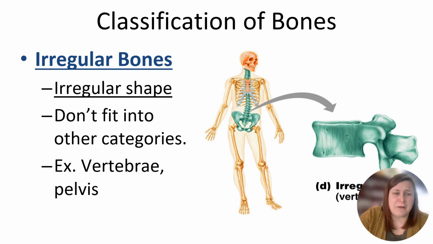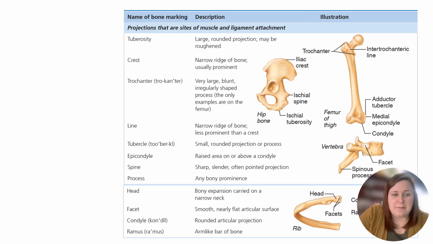We're also going to have irregular bones. Irregular bones are bones whose shape doesn't really fit nicely into any of those categories or boxes we just talked about. These are going to be things like vertebrae and our pelvis that are just very strangely shaped. I put a little table in here for you all so that you can look at some of the different bones that we have and see where they would be classified.